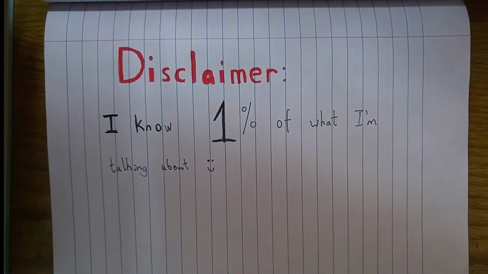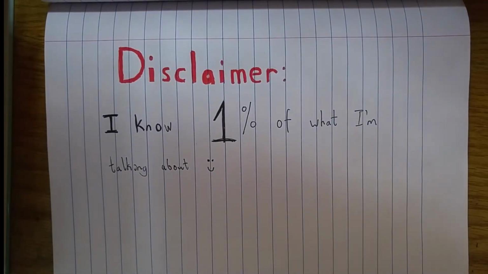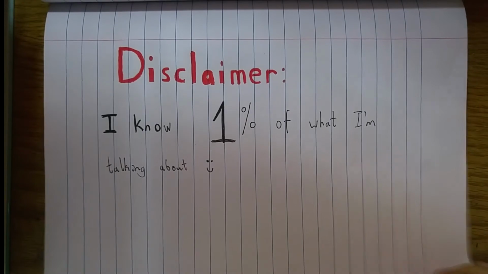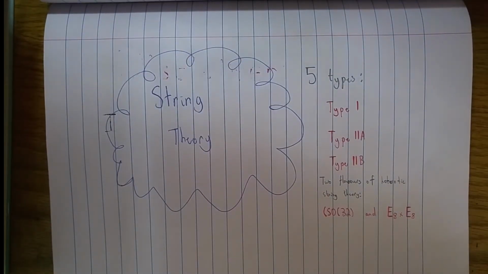So, a disclaimer. I know about like 1% of what I'm talking about, and I may get something wrong, so please take what I say with a grain of salt. Okay. I'll be explaining one of the candidates for a theory of everything. This theory is called string theory, or superstring theory. It is a definite work in progress, but a lot of the math works out nicely.